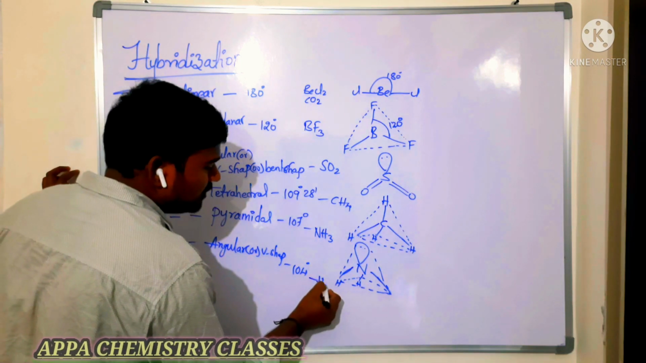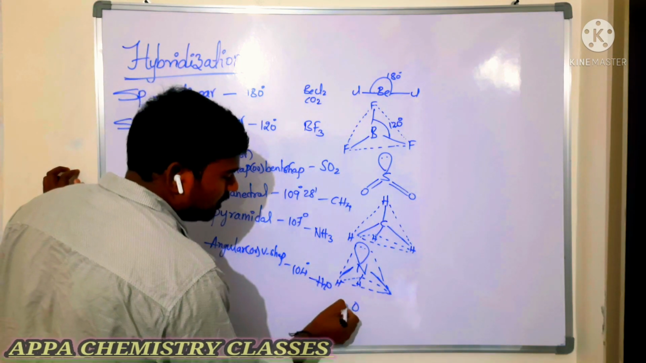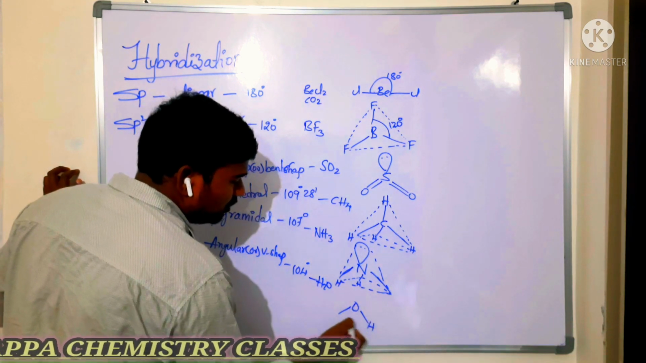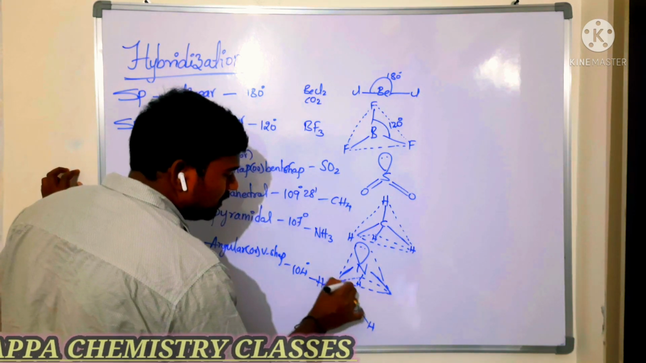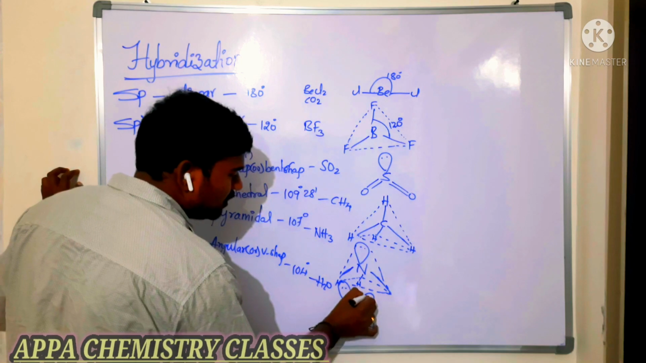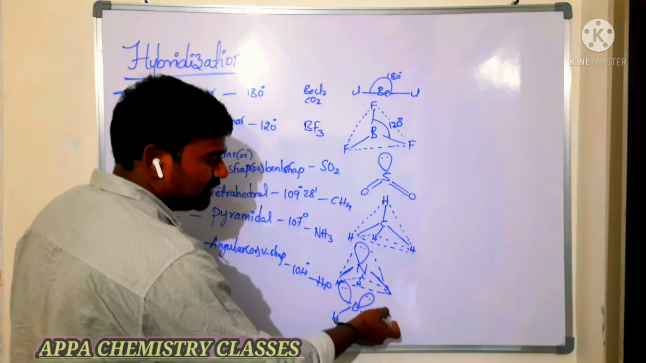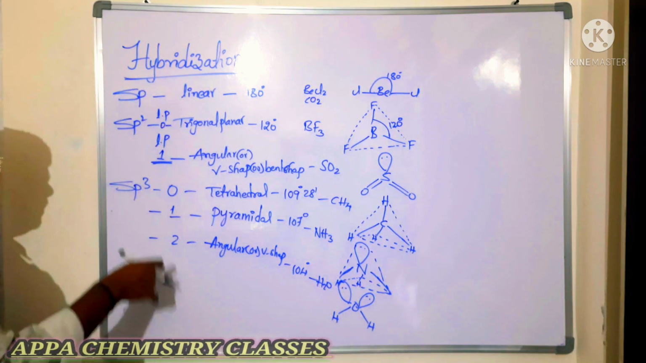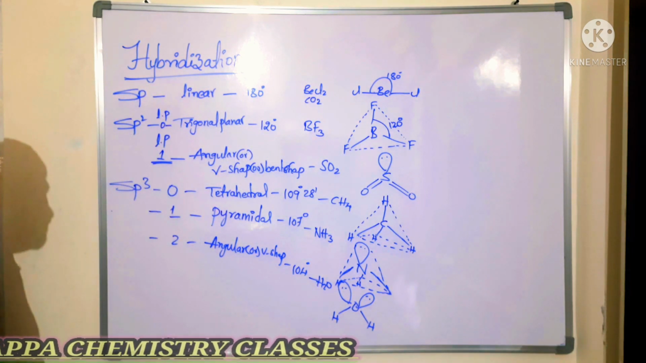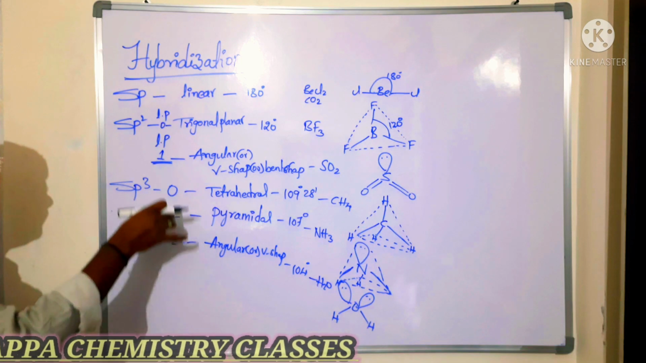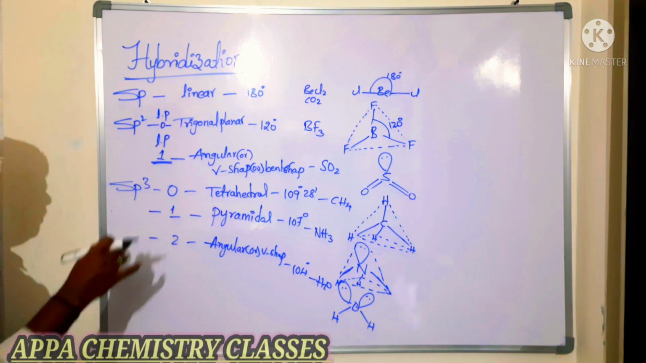So a best example is what? Water. In water what happens? Two lone pairs are there. Due to the presence of these two lone pairs, the bond pair of electrons are strongly repelled by these two lone pairs. Lone pair-lone pair repulsions are there. Lone pair-bond pair repulsion. That is what happens in case of sp3 hybridization. Is that clear? sp3 with zero, one, two lone pairs.